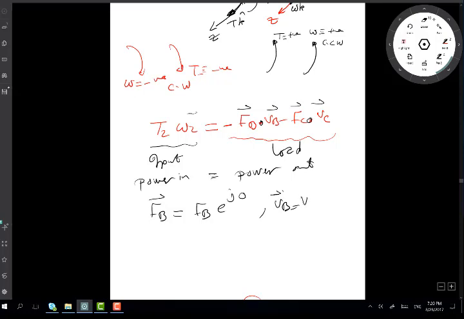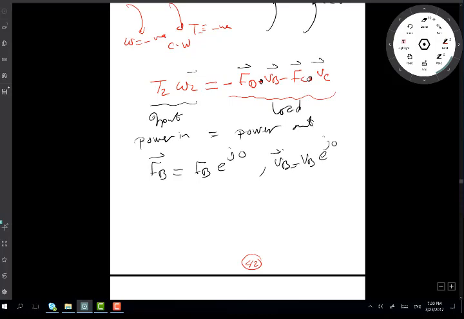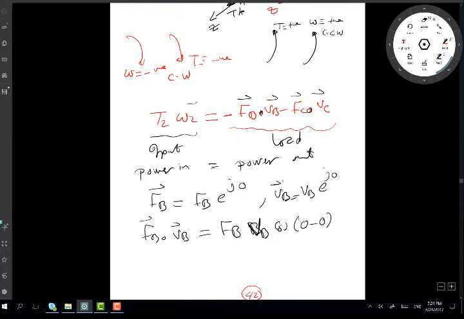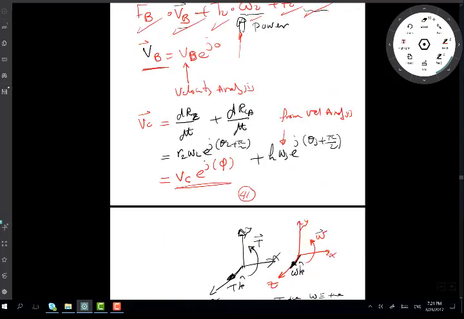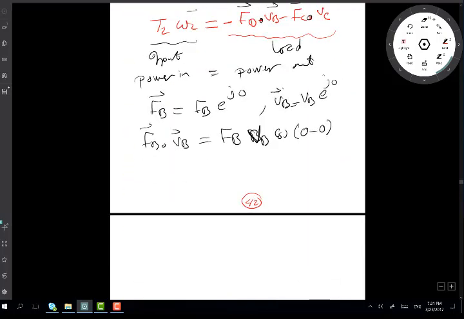So VB is VB e^(jθ0). What happens is the dot product FB dot VB: you multiply the two magnitudes and then multiply by the cosine of the difference between the two angles, right? If both are at 0 degrees, 0 minus 0 is 0, cosine 0 is 1, so it's VB times FB straight like that.